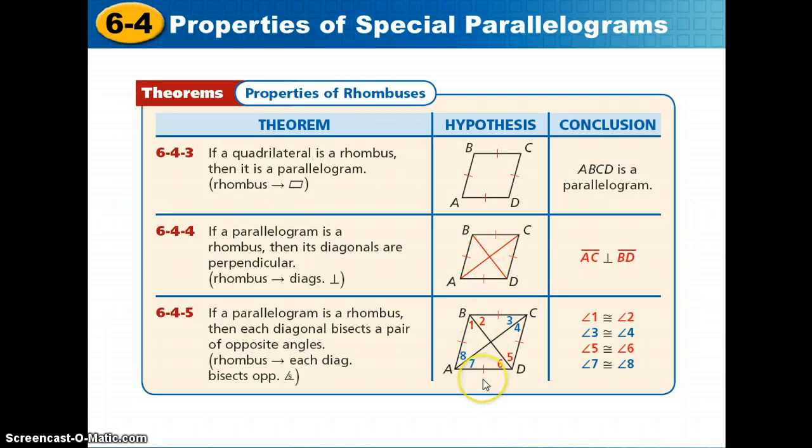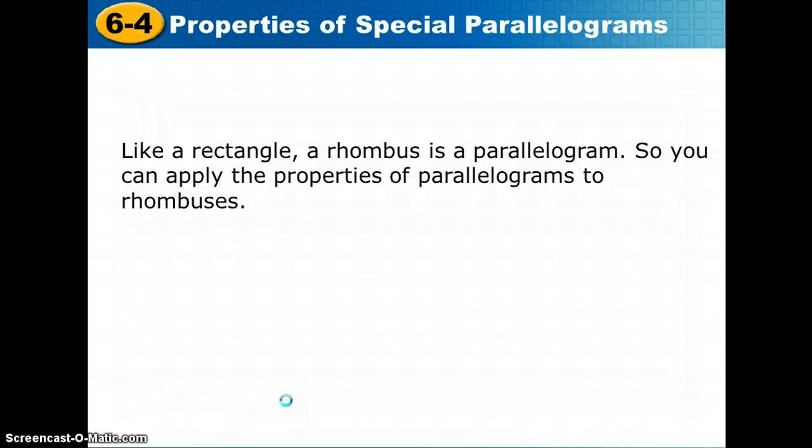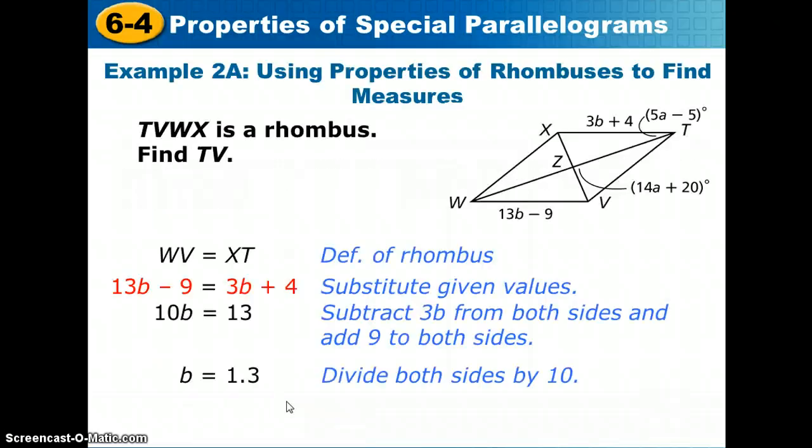And if it's a rhombus, then the diagonals bisect a pair of opposite angles. So in this case, angles 1 and 2 are congruent, and angles 5 and 6 are congruent. And in fact, because it's a parallelogram and opposite angles are congruent, 1, 2, 5, and 6 are all congruent angles. The same along this other diagonal. 3 and 4 are congruent, and 7 and 8 are congruent, and all 4 of these in blue are also congruent. If it's a rhombus, each diagonal bisects a pair of opposite angles. Like a rectangle, a rhombus is a parallelogram, so it inherits all the properties of parallelograms as well.